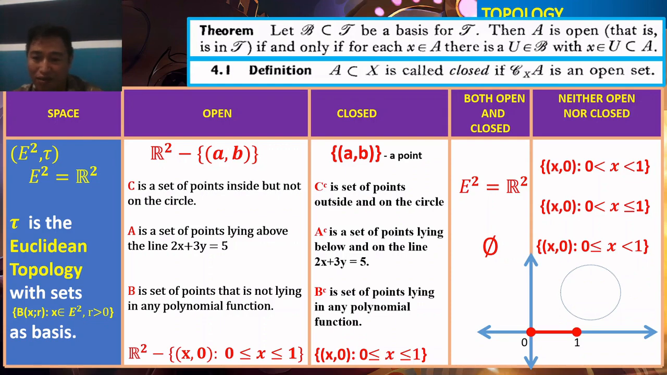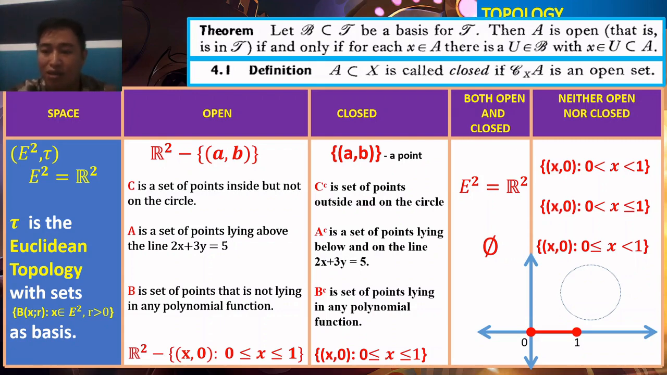An open ball. What is the meaning of an open ball? Can the open ball intersect the circle? It can, because that open ball is still inside the circle. Let us read the theorem again. At the top: let script B be a basis for tau. The basis here is open circles. So A is open in tau if and only if for every x in A, there exists U, an element of script B, meaning an open circle, such that it is contained in A.